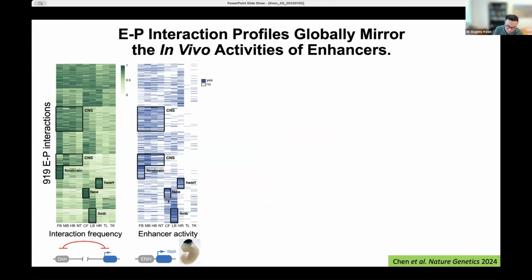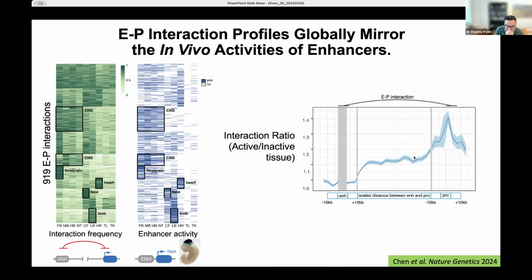make the same heat map with actual enhancer activity, so this is a completely orthogonal data set, right? This is interaction frequency based on capture Hi-C. This is enhancer activity based on a transgenic reporter experiment, which is a completely different type of experiment, right? And you can see that those heat maps kind of mirror each other, right? The contact map mirrors the activity map. And if you do a meta plot, you can see that indeed the enhancer-promoter interaction frequency is highest in tissues where the enhancer is actually active based on a transgenic reporter assay.